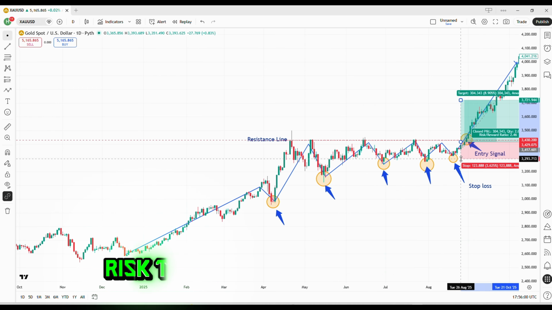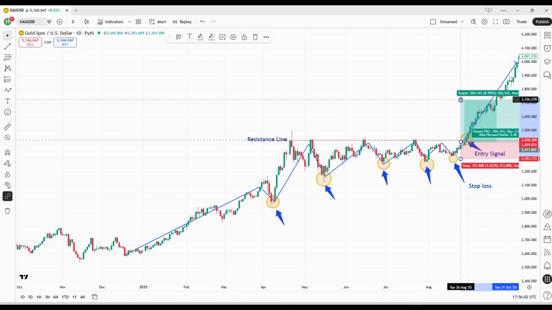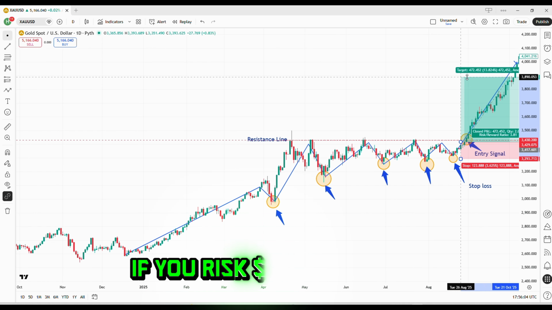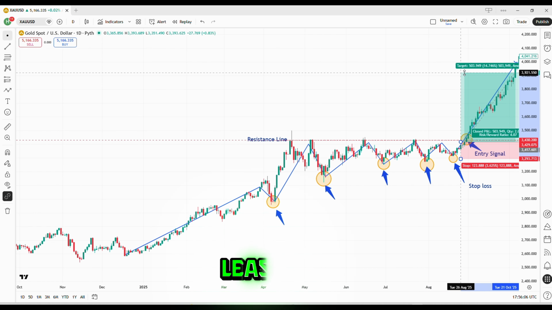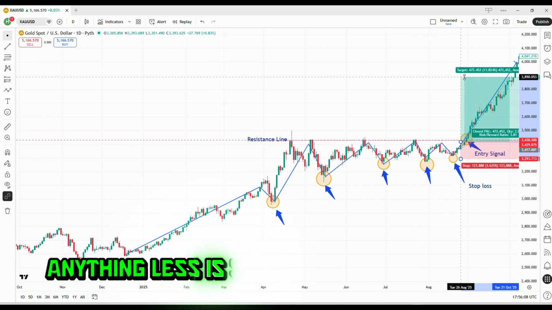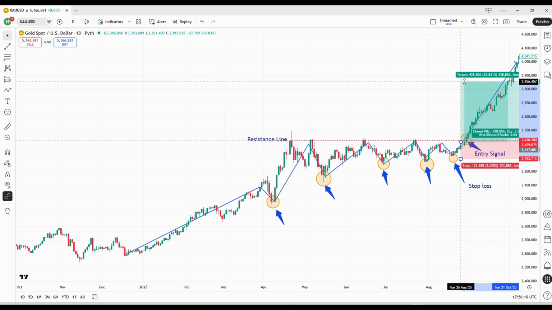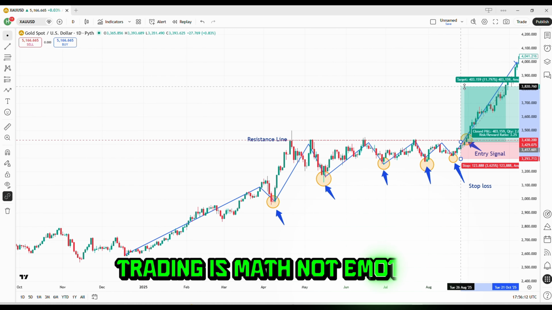Third, risk to reward model, minimum 2 to 1. If you risk $100, target at least $200. Anything less is statistically inefficient. Trading is math, not emotion.